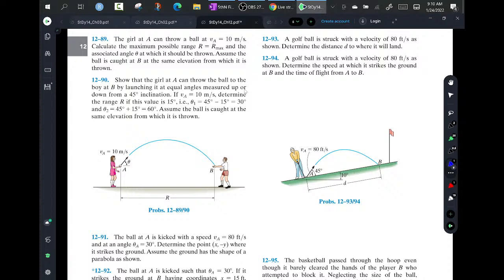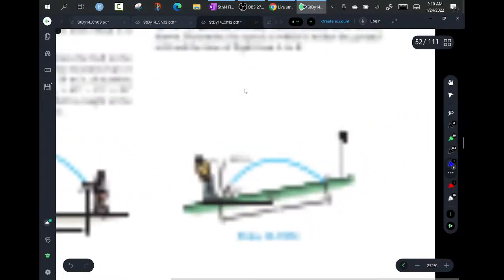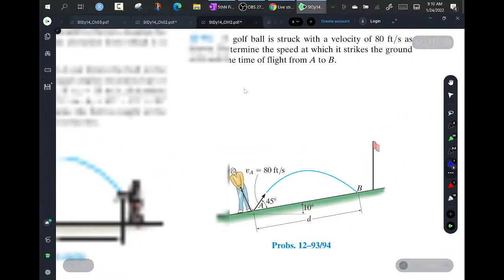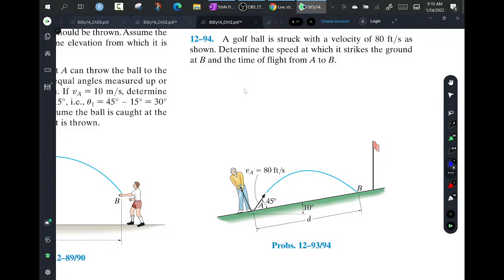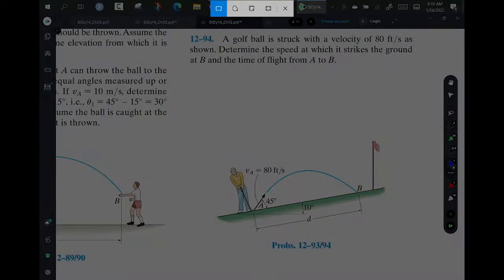There's a golfer. Oh, good. It's 45 degrees. So let's just do this problem real quick, because this shows out to be one of the major differences here.